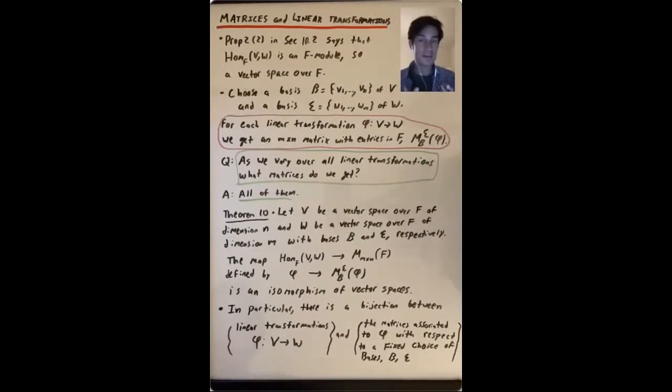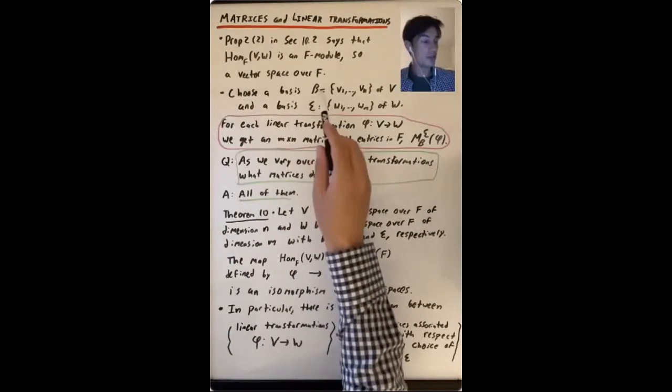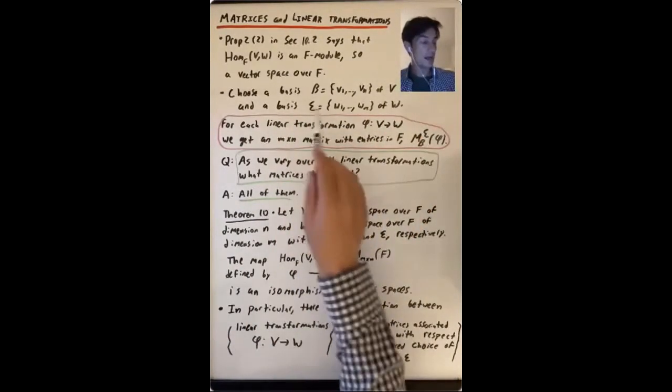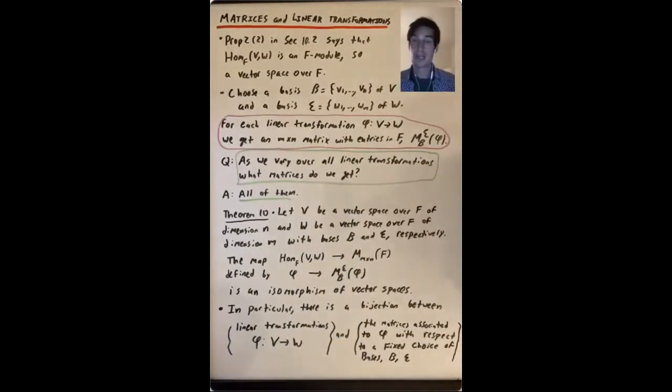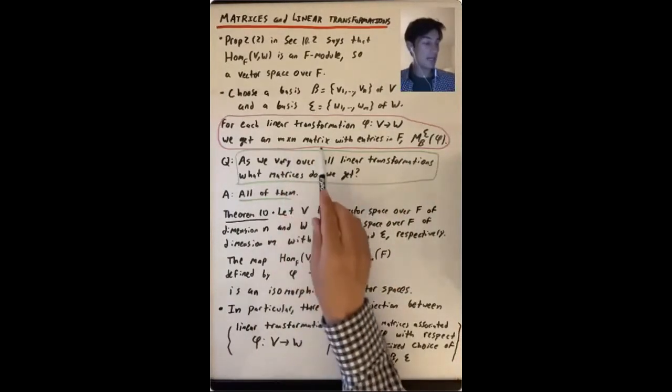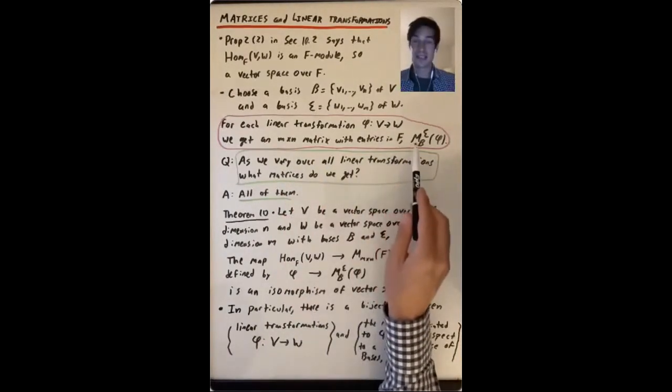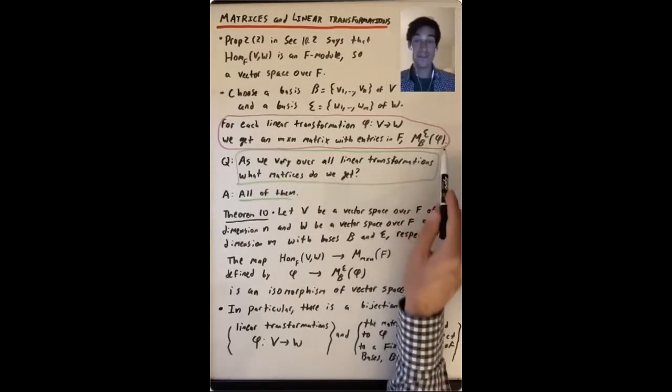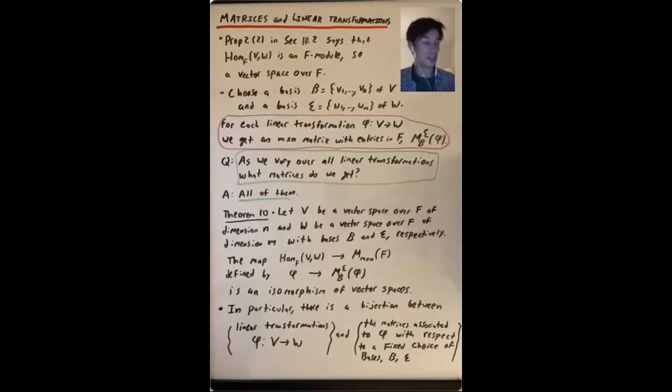But to write down a matrix representing your linear transformation, you need to make a choice of basis for V and a choice of basis for W. So let's choose a basis B of V and a basis E of W. And now for each linear transformation phi from V to W, we get an m by n matrix with entries in F. This is this M_B,E(phi) that we've been talking about in this lecture.